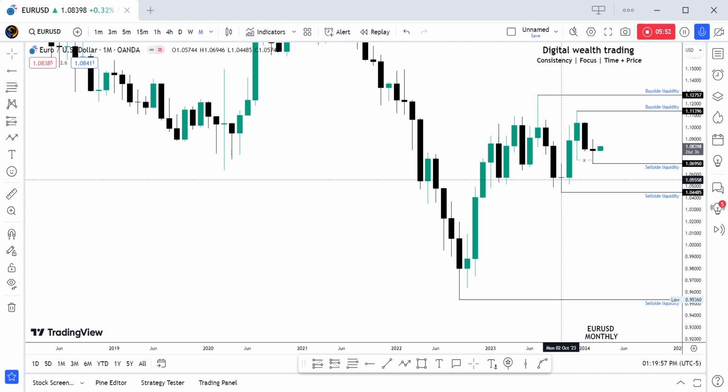fair value gap. That is, subsequently I'm expecting higher price delivery on euro. So that means I prefer the buy side, which is the previous month high, to be taken, which is this high, the February high. I want to look at it to be taken this month that we are getting into.